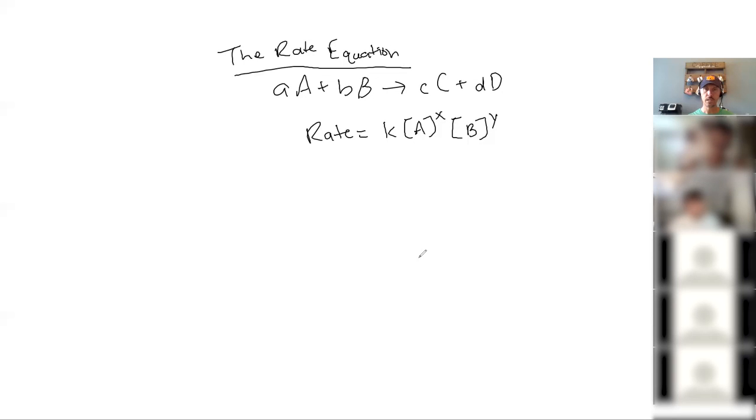And this value k is unique for each individual equation. I'll either have to give it to you, or the problem, like one of the problems we had in the book, is you had to solve for k, figure out what k was for a particular equation if we knew the rate already. Who can tell me what x and y represent?